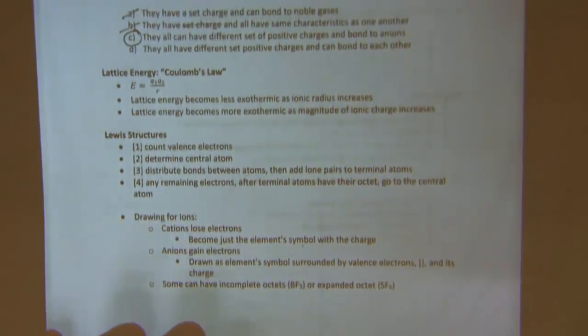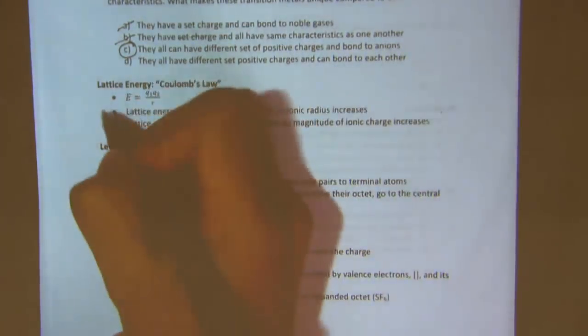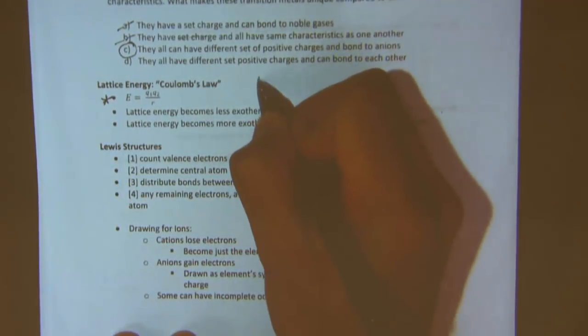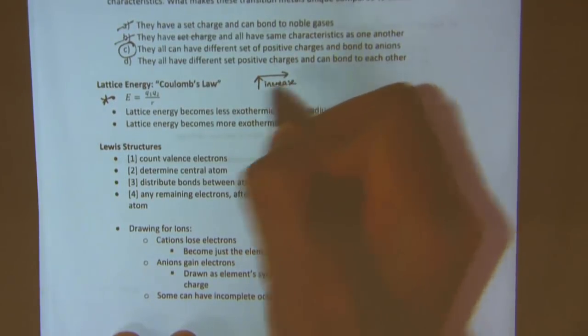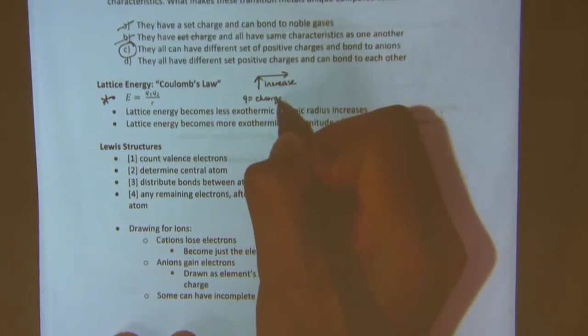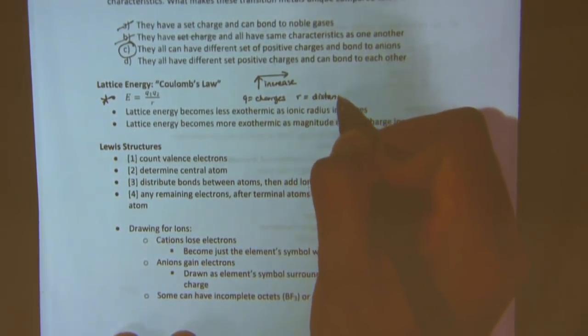So now we can move down to lattice energy and Coulomb's law. So Coulomb's law, I would have this relationship memorized or understood. And another trend for lattice energy is that it increases up and to the right. And in the relationship, the Q is representative of the charges, and the R is representative of the distance between.